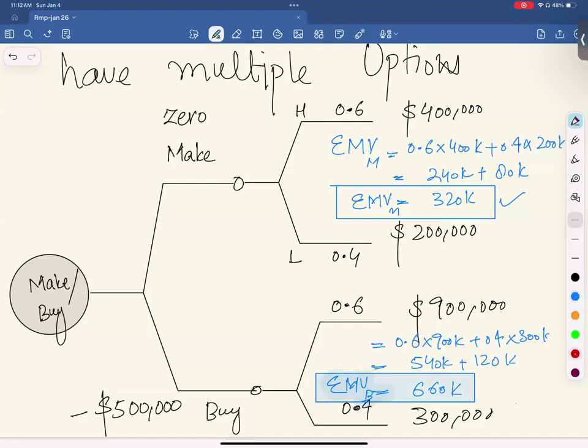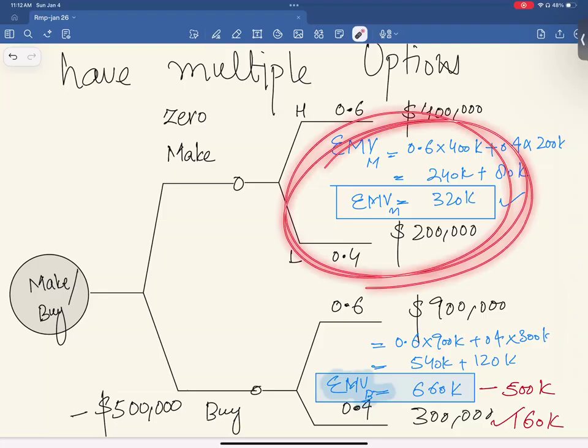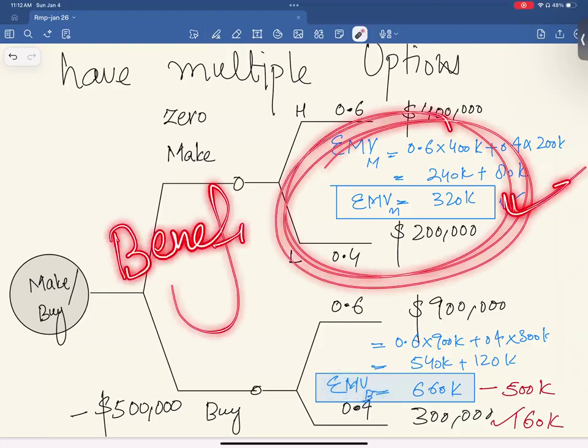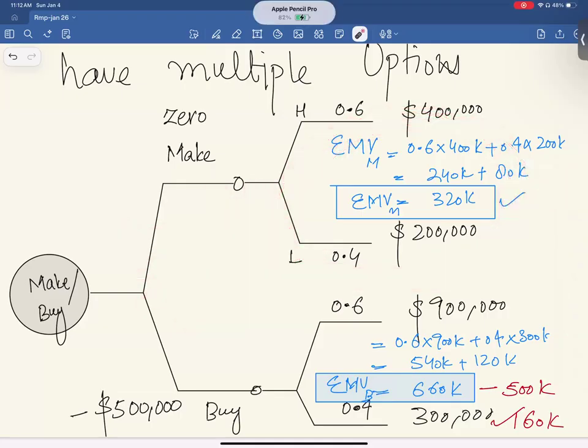Because there is a zero make cost. Absolutely. You need to subtract 500K here. So what you will be getting here, 160K only. So this option, making in-house, has highest benefit or highest expected monetary value. So this is what we call decision tree analysis. This is simple, easy decision tree analysis.